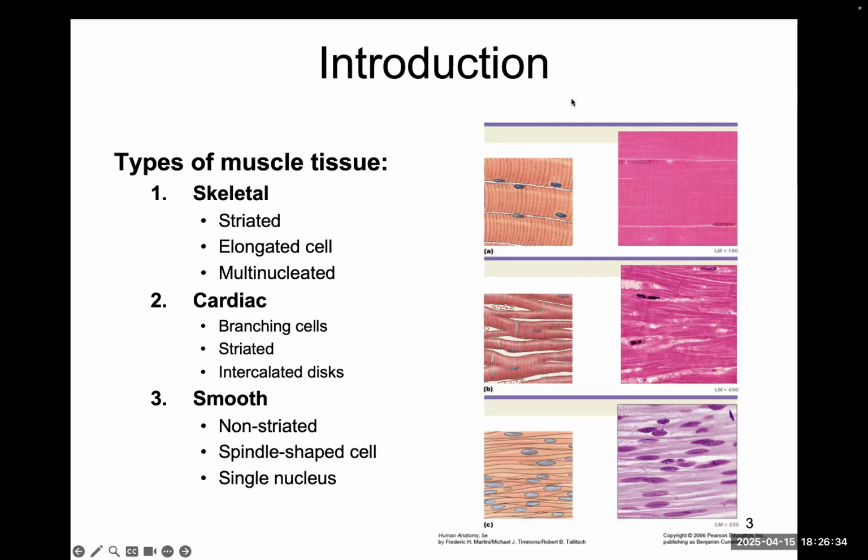So the skeletal muscle is basically the one that's voluntary. Let me write that for you. Skeletal muscle is voluntary, which means that you can cause it to contract when you want to. So you can voluntarily cause it to contract, even though it's called skeletal muscle. A lot of it is connected to your skeleton, but not all of it.